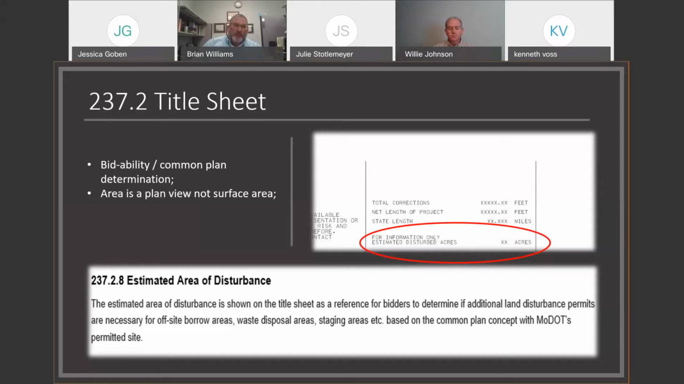And so I wanted to be able to get that out in front of the contractor, out in the bid, so that they weren't coming back to the REs and saying, hey, we didn't account for this in our bid. So hopefully this estimated disturbed acres on the title sheet helps the contractors know, or at least have a good idea of whether they're going to need permits or not. Okay. I know some people weren't really excited about putting that on the title sheet, but again, this is just an estimate. This is something that gives the contractor an idea of, hey, am I going to need a permit or am I not going to need a permit?